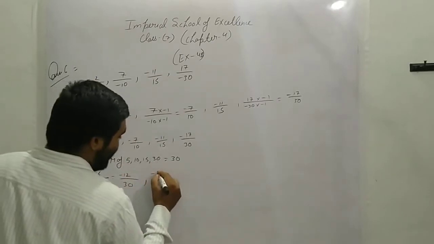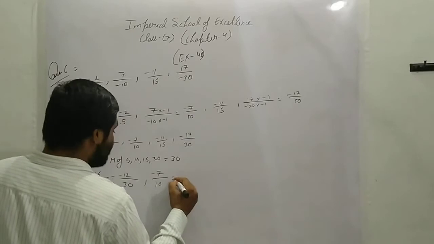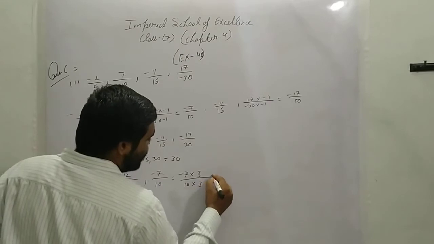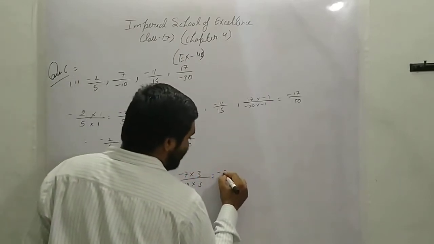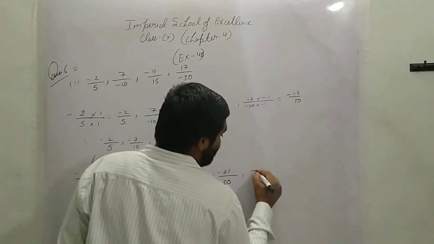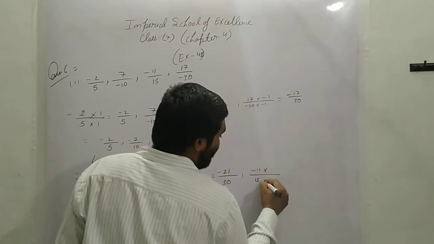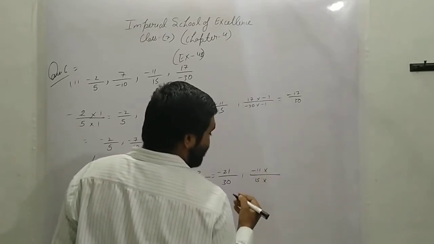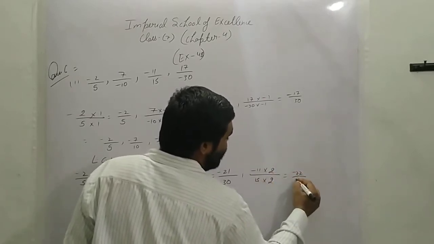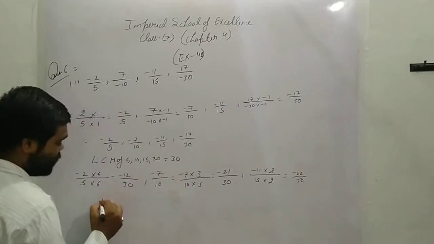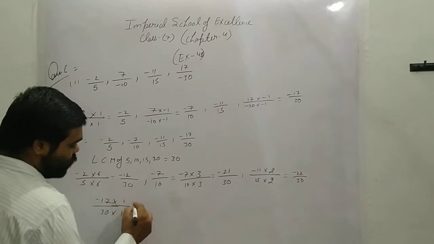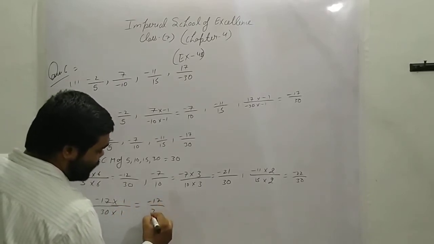Second is given minus 7 upon 10. So it is minus 7 into 3 upon 10 into 3. 7 threes are 21, minus 21 upon 10 threes are 30. Now the third one is minus 11 upon 15, multiplied by 2, since 15 twos are 30. Minus 22 upon 30. Last one is minus 17 upon 30, multiplied by 1, so it would be minus 17 upon 30.